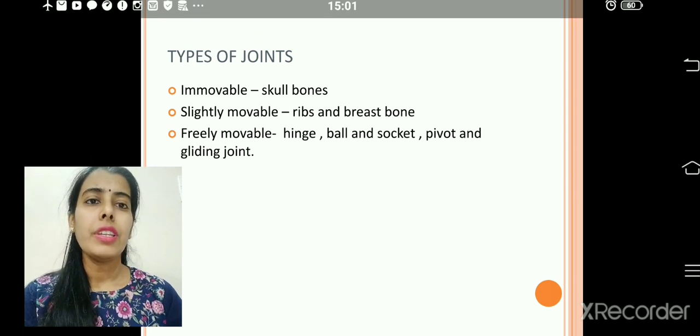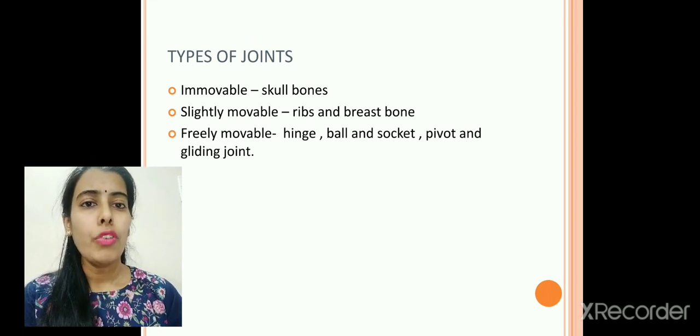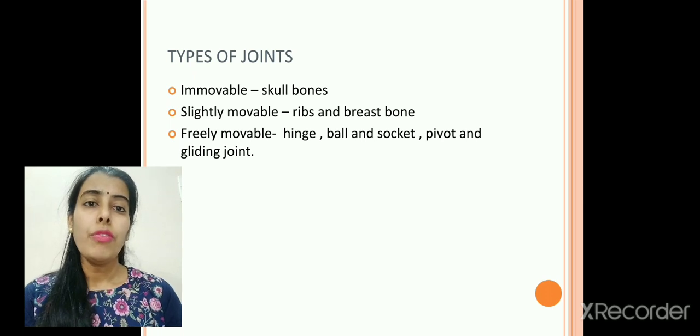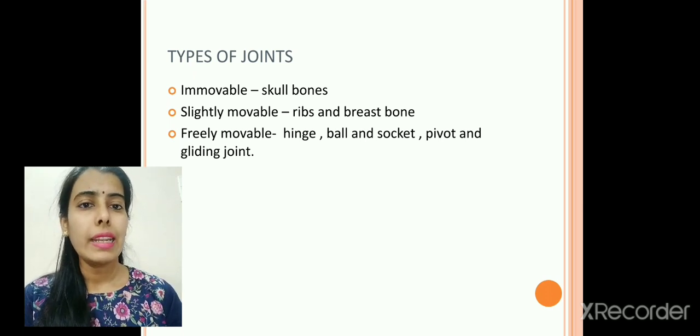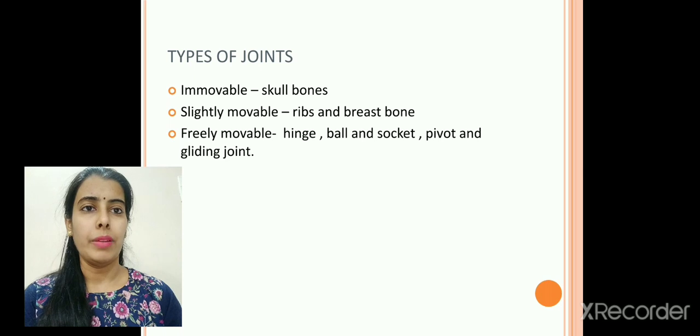Here we have three different types of joints: immovable, slightly movable, and freely movable. In movable joints we have two categories: slightly movable and freely movable. So we'll be taking these joints one by one separately.